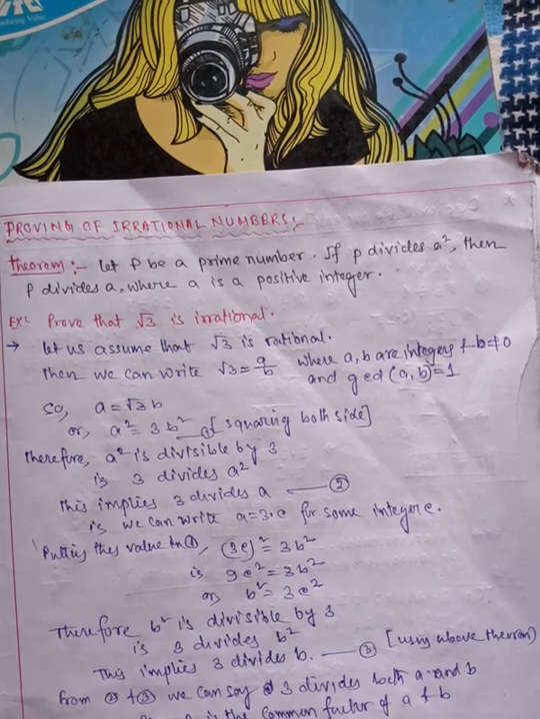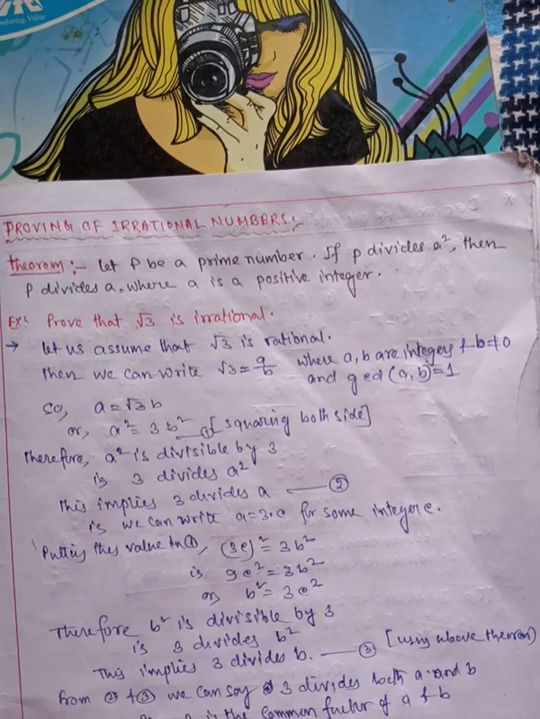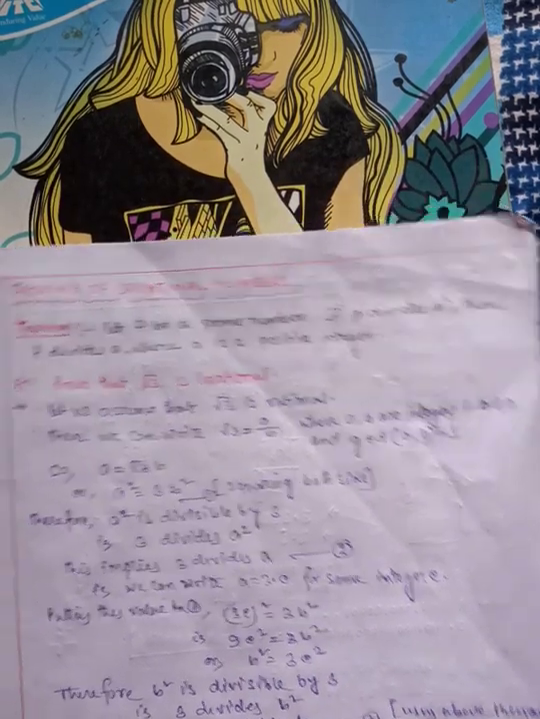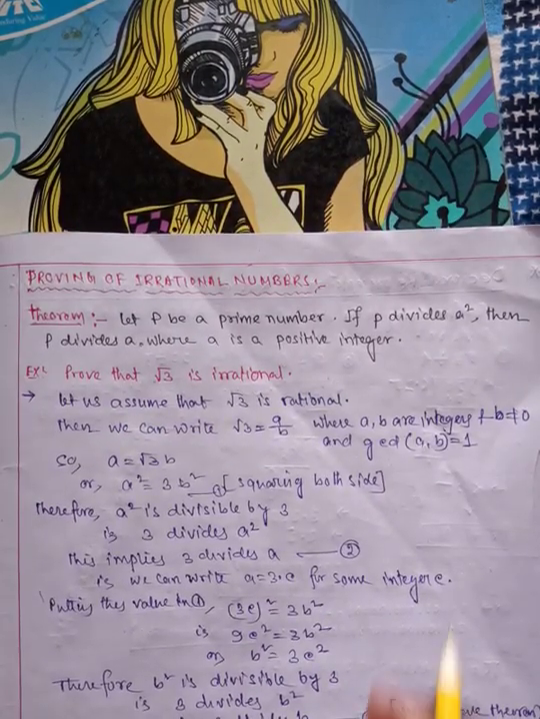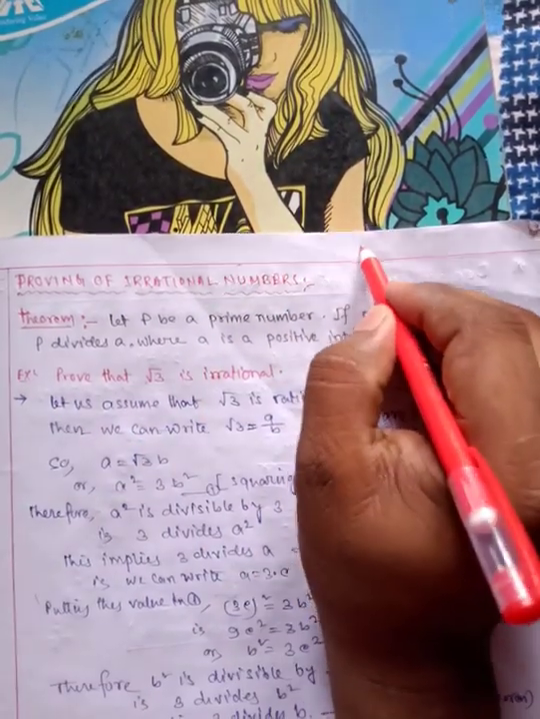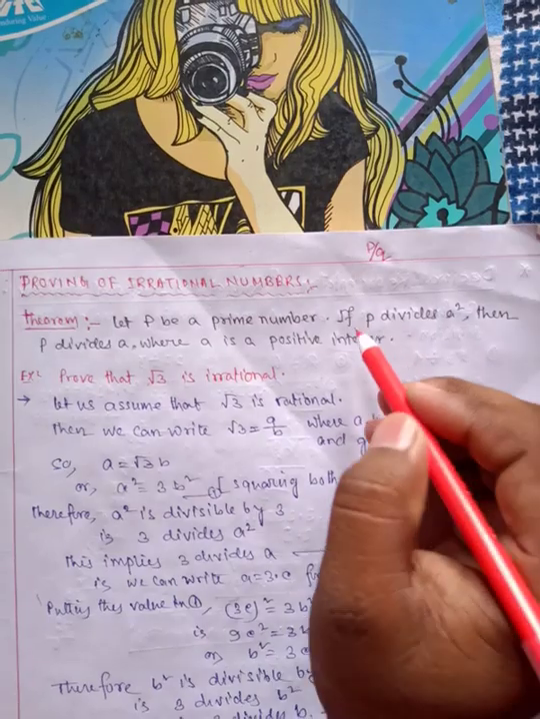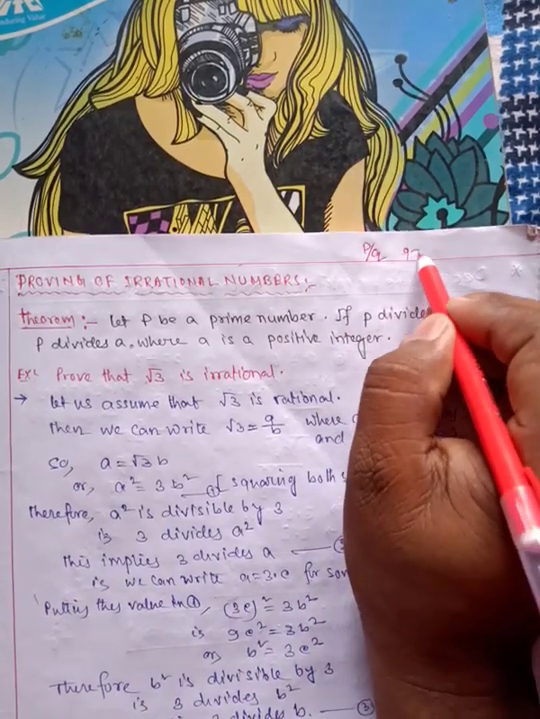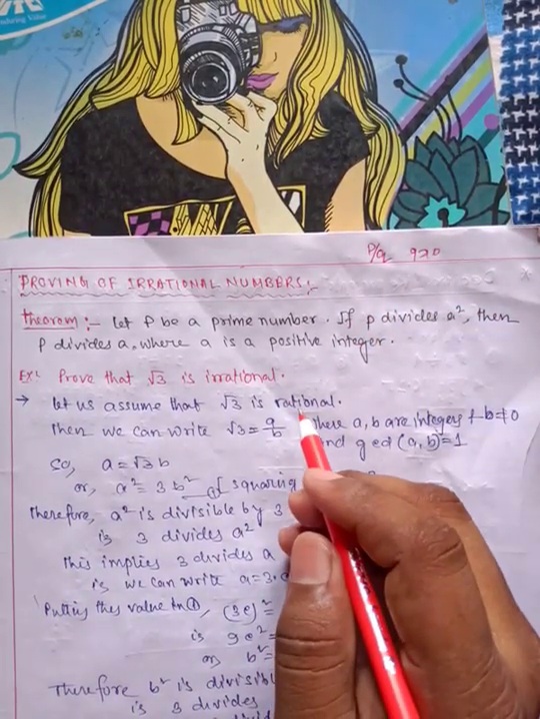irrational numbers. You know which numbers are said to be irrational? Now I am repeating once again. A number is said to be irrational if it cannot be expressed in the form of p by q, where q is not equal to 0, and p, q are integers.